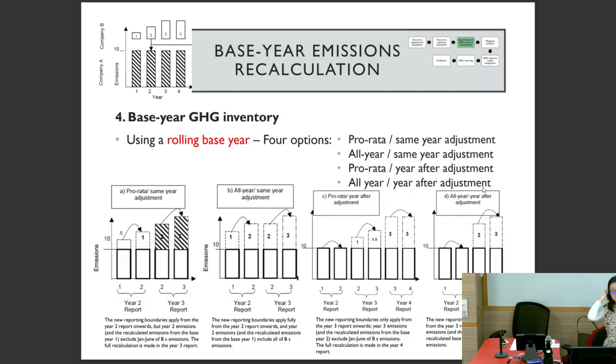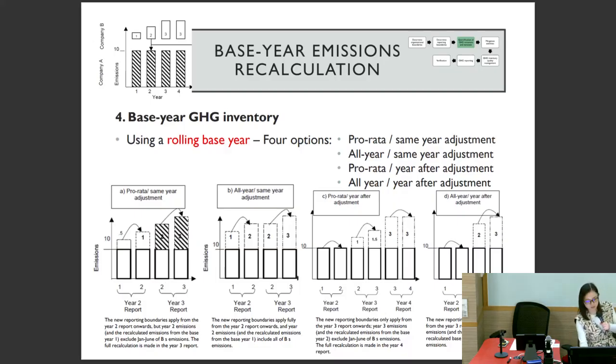Another approach would be the rolling base year. So earlier we had the fixed base year, so in every year's report we use year 1 as the base year. For the rolling base year, the base year will change, it will be updated. So in the year 2 report, year 1 is the base year. In the year 3 report, year 2 is the base year. In the year 4 report, year 3 will be the base year. So we have a changing base year over time. Year after year, we will update the base year. So this is another approach.